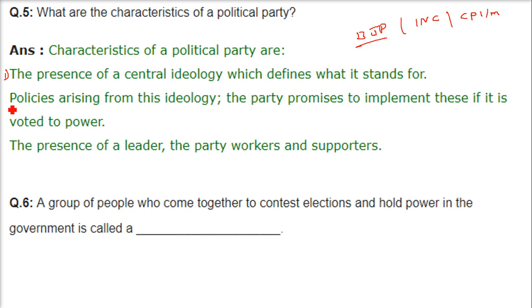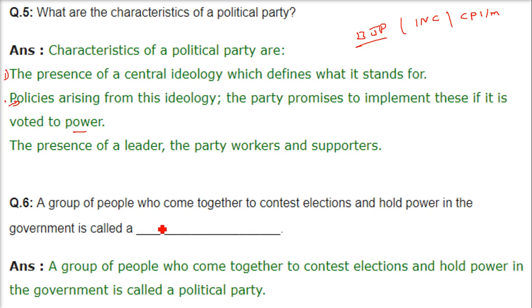The second is policies arising from this ideology. The party promises to implement these if it is voted to power. That means whatever manifesto they have put in front of people, when they come to power, they must execute it. And then the presence of a leader, the party workers and the supporters. A group of people who come together to contest elections and hold power in the government is called a political party.